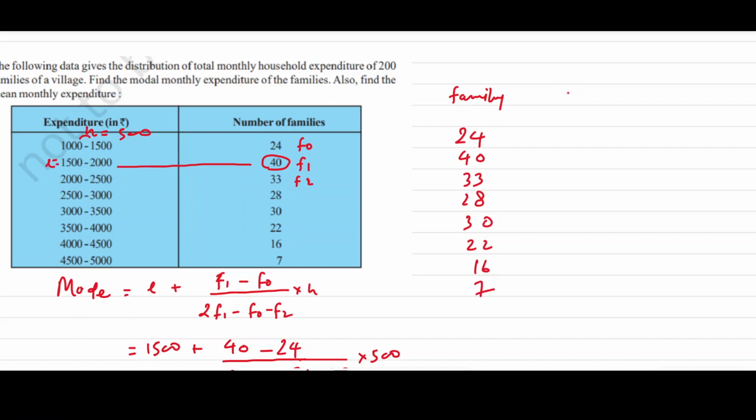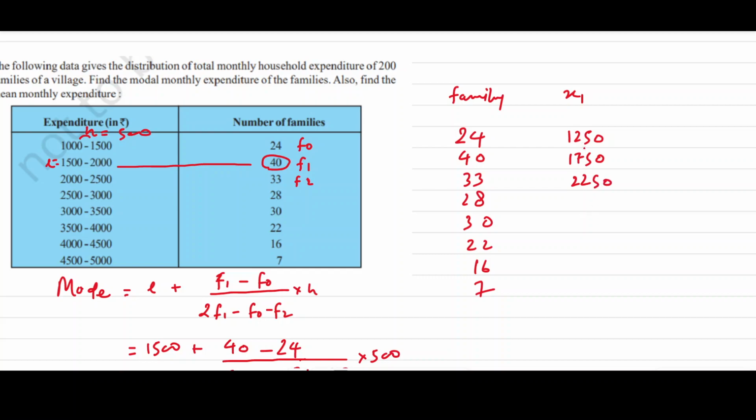Now here we will have to write xi, because this is in classes, so we write the average of each class. So this will be 1000 and 1500. Then what will be the middle value? 1250. Clear? Now this will be 1750 and this will be 2250.